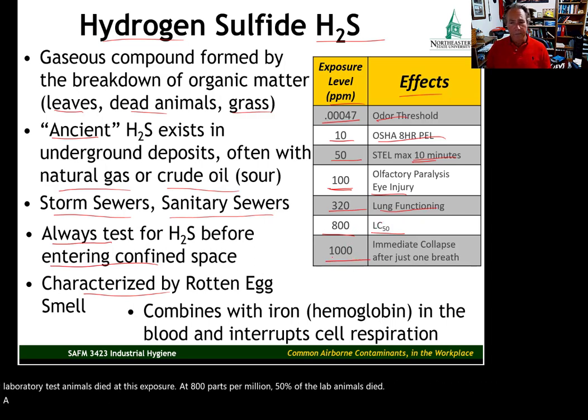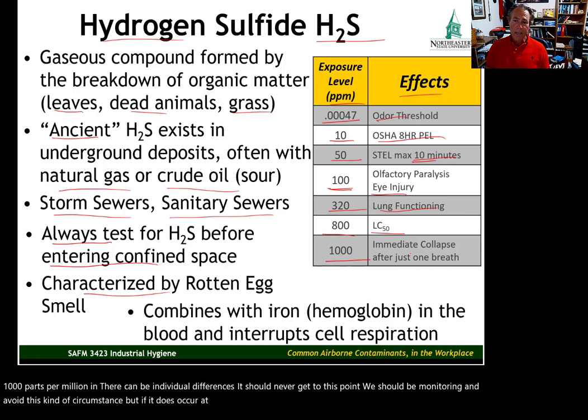At 1,000 parts per million, and there can be individual differences, it should never get to this point. We should be monitoring and avoid this kind of circumstance. But if it does occur at 1,000 parts per million, it can be as serious as an immediate collapse with just one breath, with just one whiff of the substance.